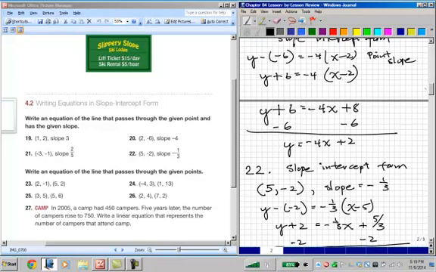And I isolate the y with reciprocal operations. I subtract 6 from both sides. I get y equals negative 4x minus 14. That's the answer.